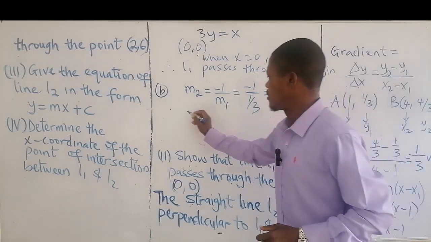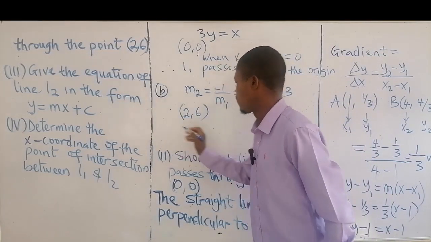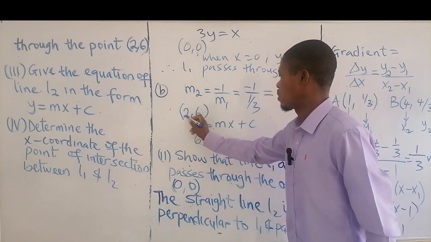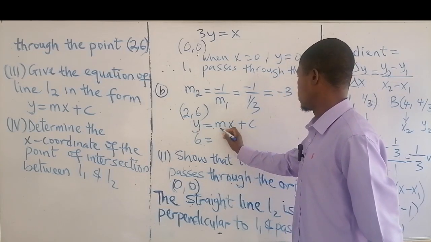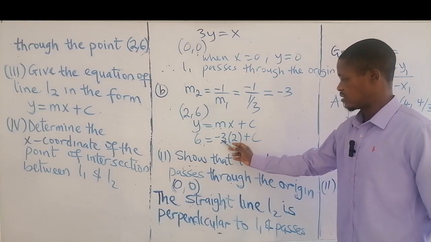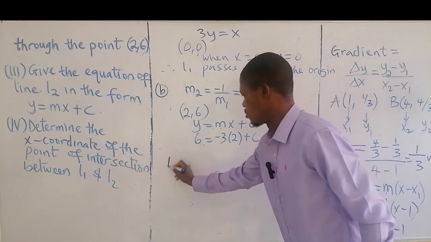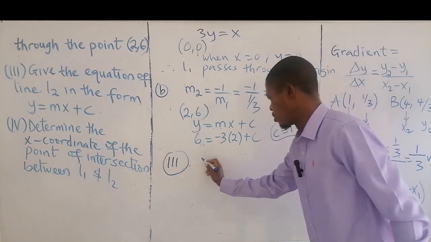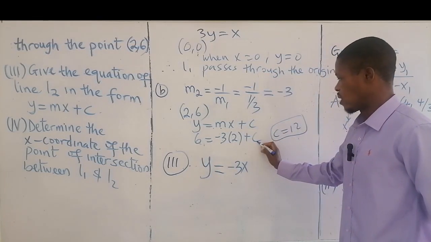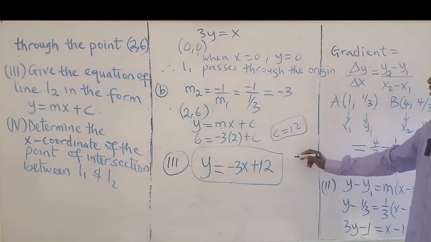Then we have the point (2, 6). We can start using that, and our equation must be of this form. So y is 6 when x is 2. My gradient is minus 3, times 2, plus c. This is minus 6. Move it to the other side, so c is 12. So the equation of L2 will now become y equal to minus 3x plus 12, where 12 is the y-intercept. So we have done what we are told to do.